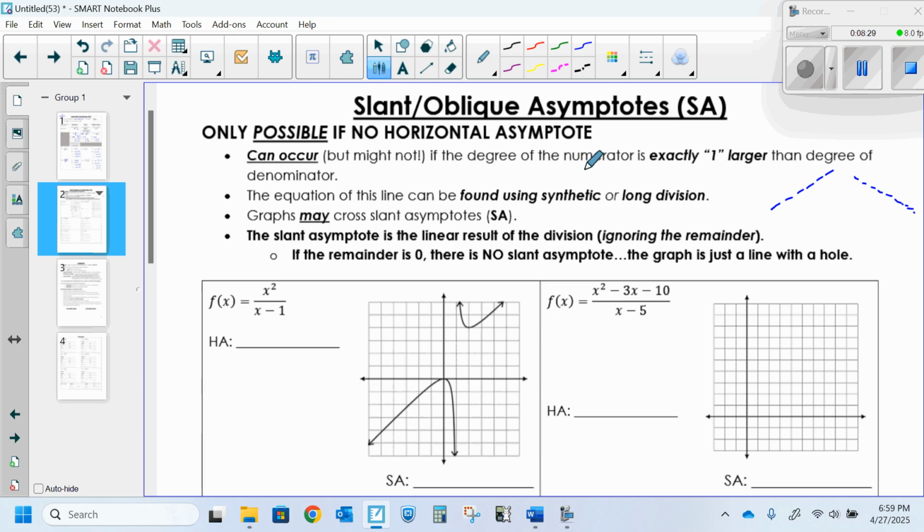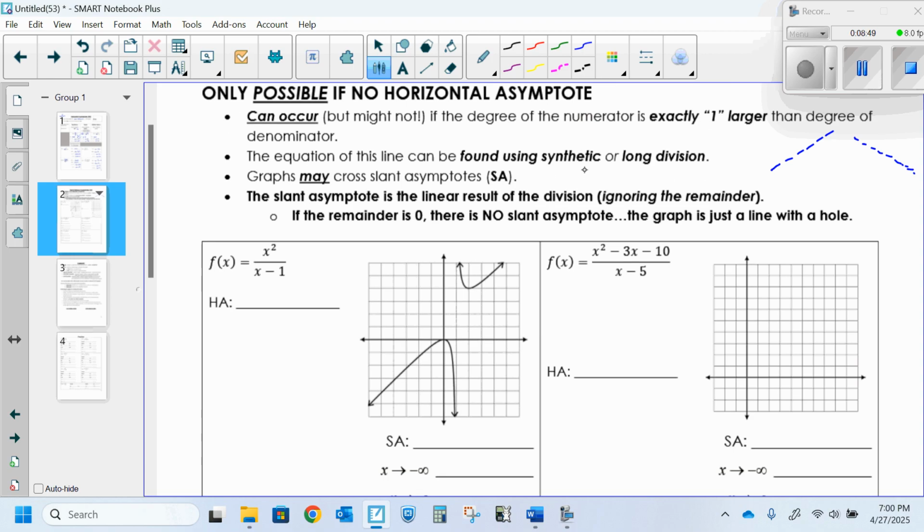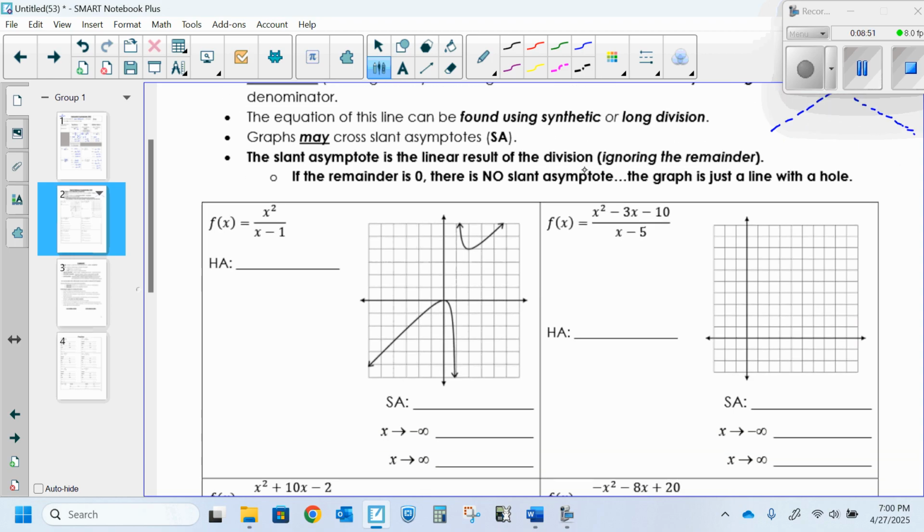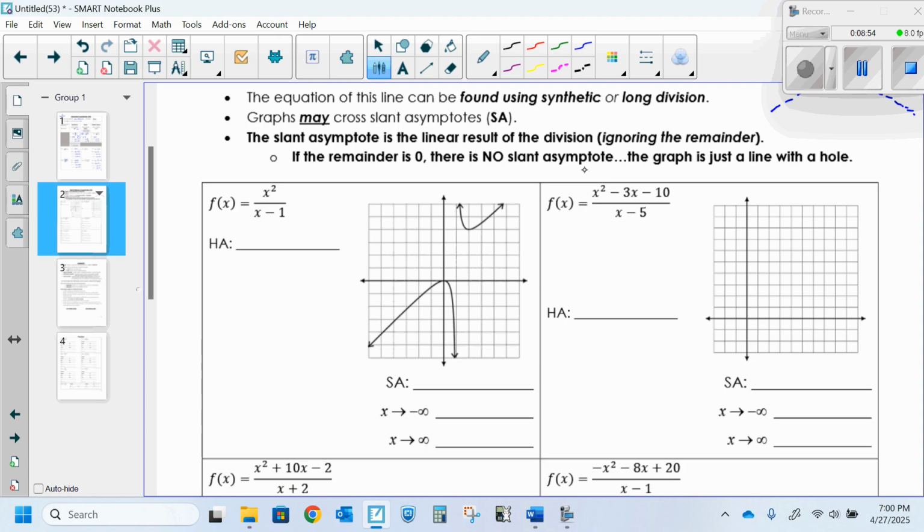So if you think about this for a second, you cannot have a horizontal and a slant at the same time. That's not going to work because a horizontal only occurs when the degrees are the same or if the degree of the bottom is bigger. So again, slants occur if the degree of the top is 1 bigger than the degree of the bottom. Now, how do we find the equation of that line? Well, we're going to use synthetic division or long division, depending on whether we have a linear divisor or not. If you can factor and cancel, sometimes we can force it to use synthetic division.